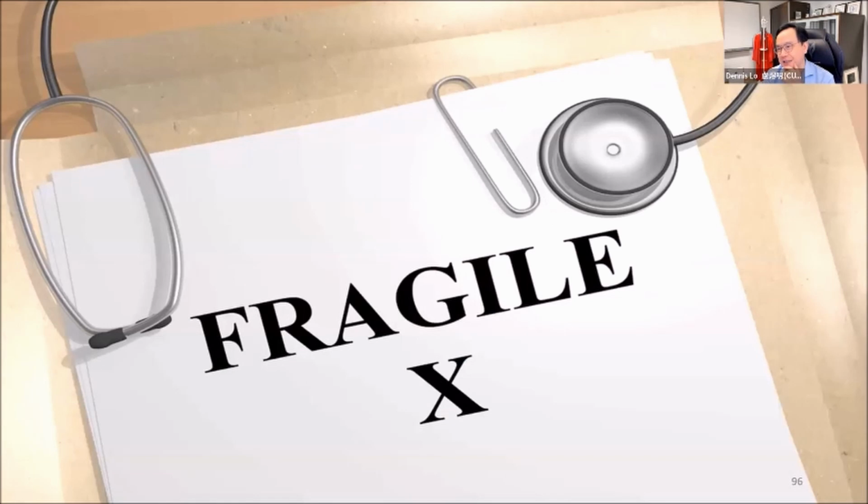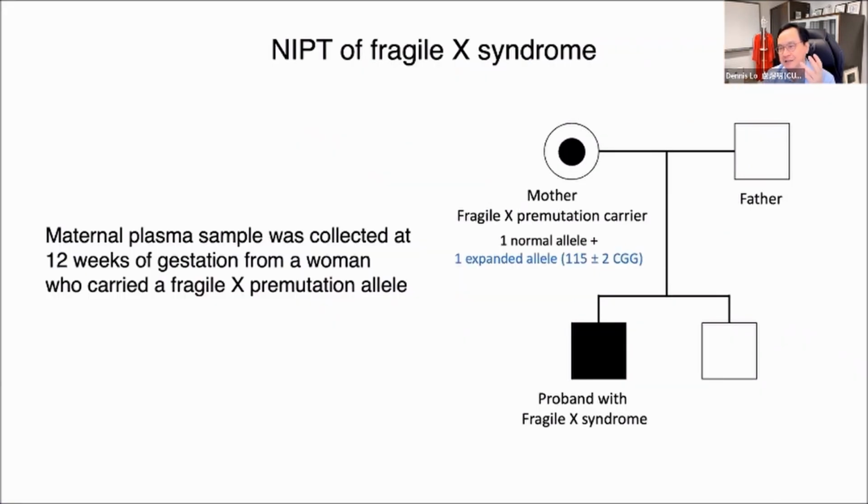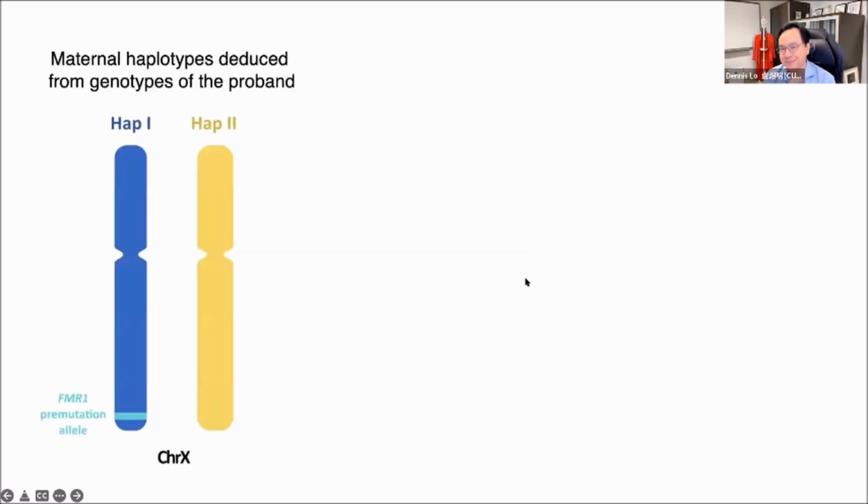Now we decided to test this in a family at risk of having Fragile X syndrome. The mother is a carrier of a pre-mutation of Fragile X. Fragile X is a genetic disorder which affects mental development. They have a previous baby who is affected by Fragile X. So the mother is pregnant again, and she wants to know the risk for this new baby. So you want to know whether her at-risk allele has been passed on to the new baby.